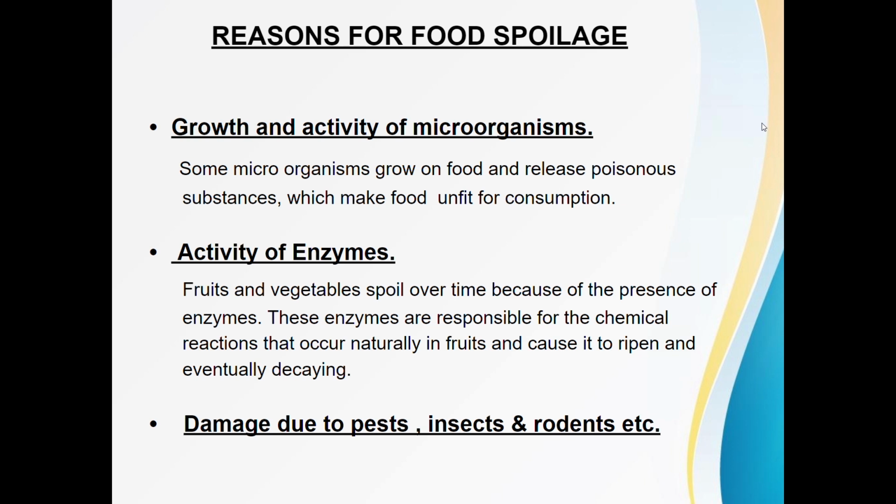So our food is spoiled by the chemical substances produced by the microorganisms. We can save our food from spoilage by inhibiting the growth of microorganisms or by killing the microbes. This can be achieved by several methods of food preservation.